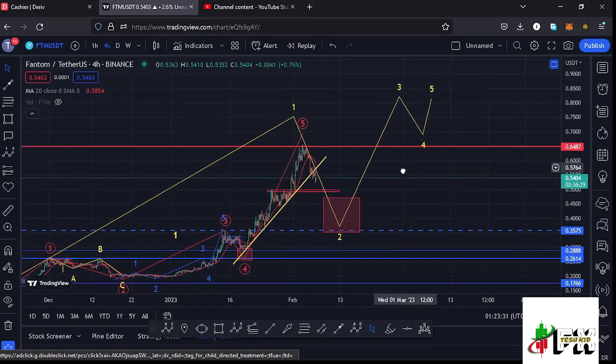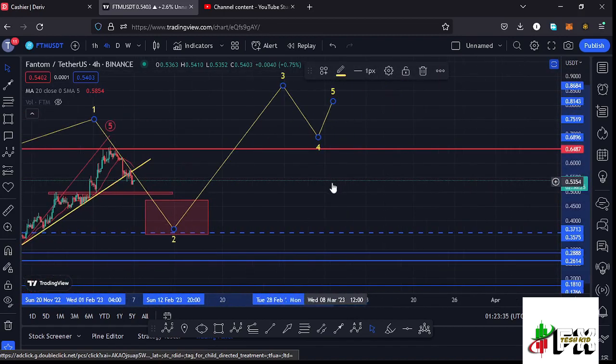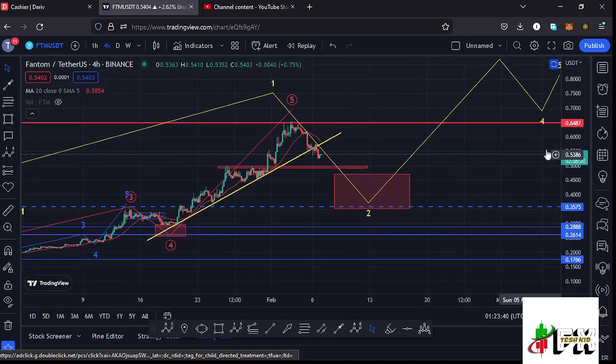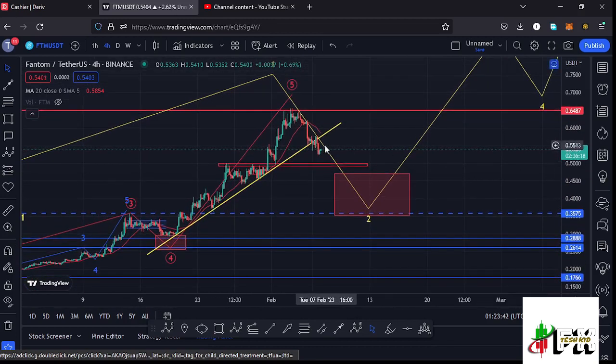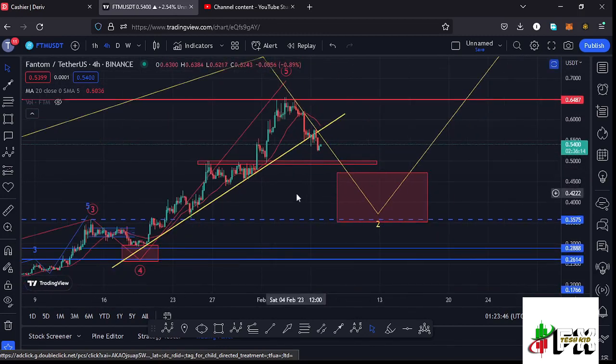And once that happens, then we can expect another bounce to the upside in the formation of this wave 3, and for this to play out, we need to continue pushing lower. My next target area here on the charts is at around the $0.5 mark, which is another significant key area of support.